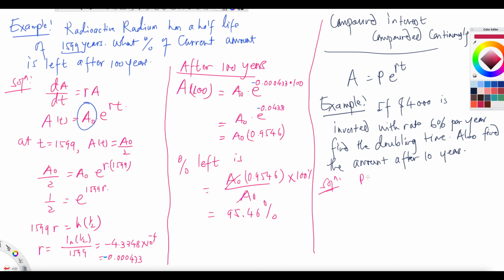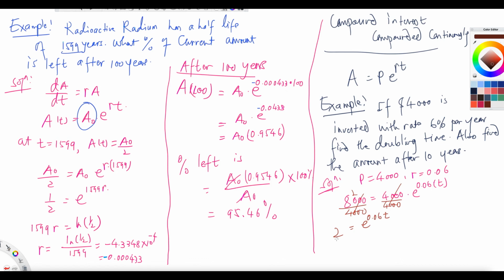What is given? P is 4000, right? And R is 6%, that is 0.06. You want to find the doubling time, which means when A becomes 2 times the original amount. We want to find the time T. So 8000, that is double, equals 4000 times e to the 0.06 times T. Now you want to solve for T. Divide both sides by 4000. That cancels out, so 2 equals e to the 0.06 T.